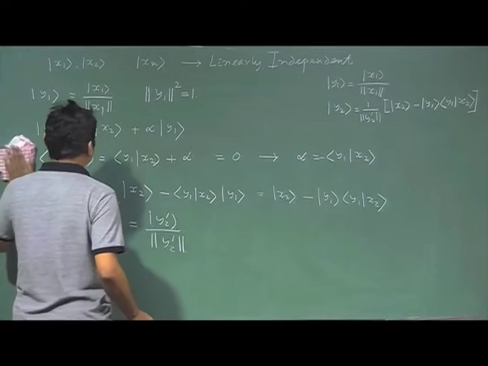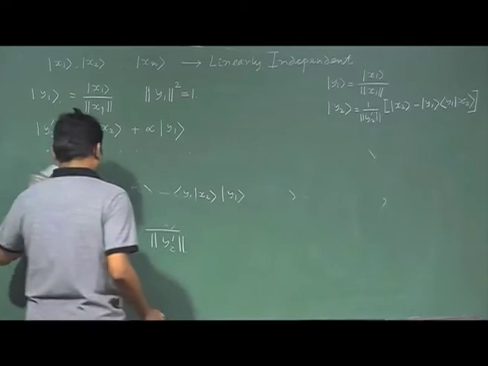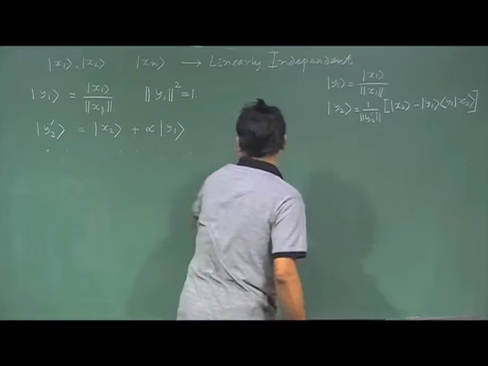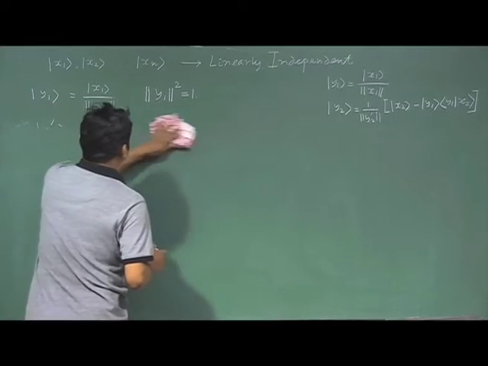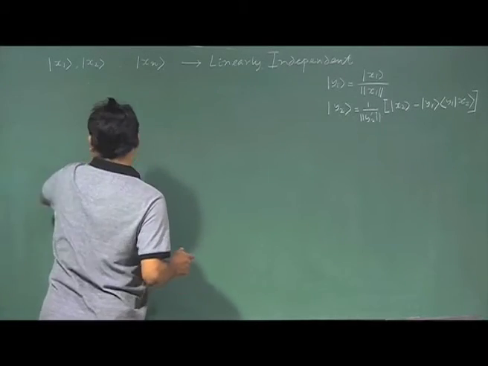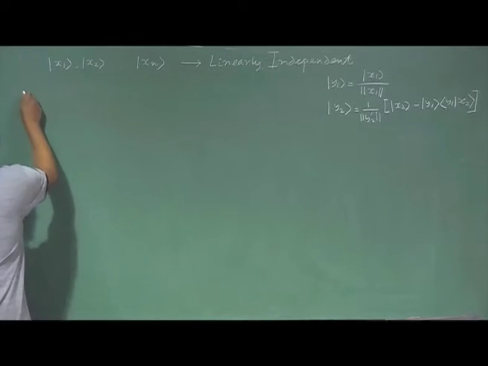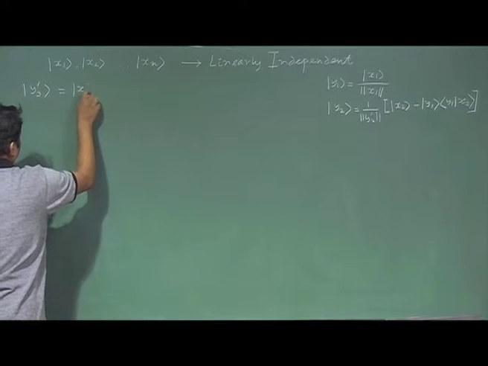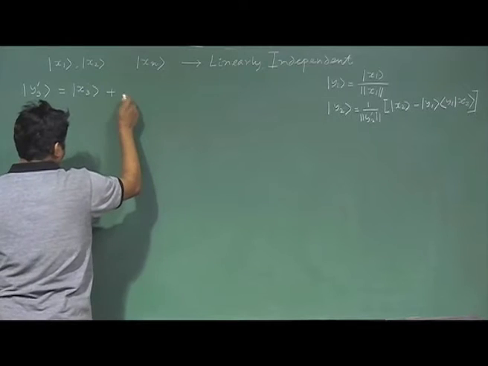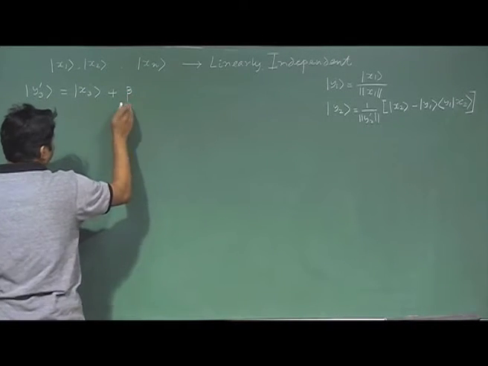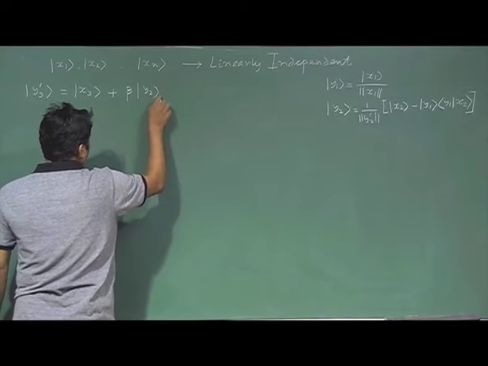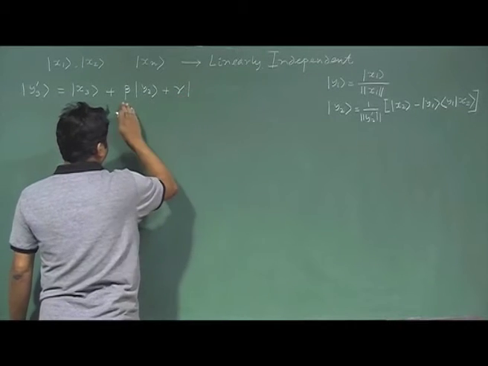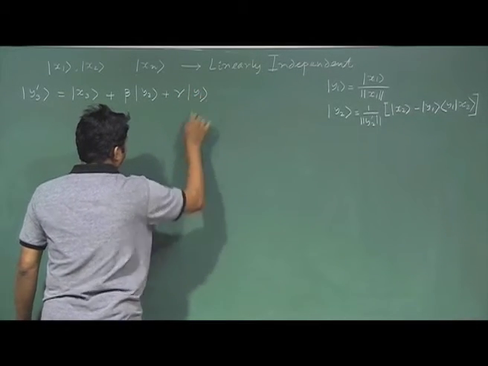In a similar way, let me find out y3, because I need to find y1, y2, y3 up to yn. So, I am not going to stop here. Let me find y3. Again, with the same logic, I will put y3 prime as x3 plus beta y1 plus gamma y2, where beta and gamma are some real values or scalar constants.